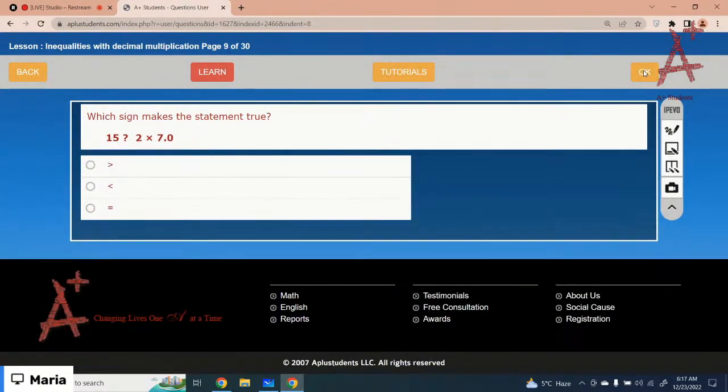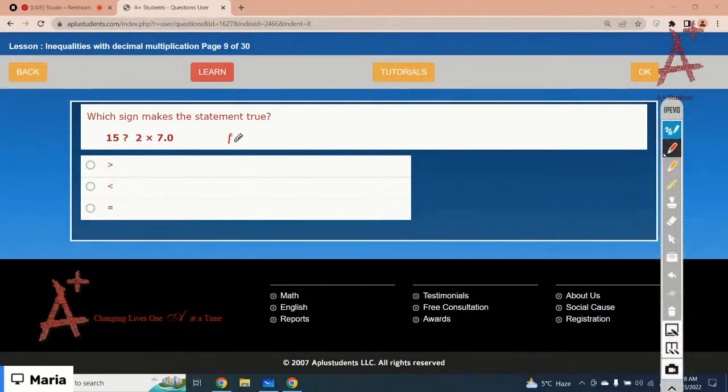Which sign makes the statement true? You have to do 2 times 7. 2 times 7 is 14. You have to compare 15 and 14. So 15 is greater than 14. Got it? The correct option is greater. Just select the correct option and click on the OK button.